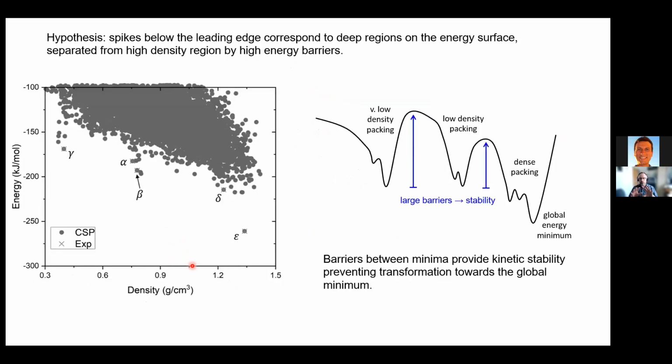And the hypothesis we have, just from looking at this energy density landscape, is that these spikes of structures correspond to deep wells on the energy landscape, which are separated from the dense crystal packing by high energy barriers. And that's why you can take something like this gamma structure at a density of about 0.4, very low density for a molecular crystal, and it can sit on the bench and it's stable. Okay, we have a crystal structure solved from a structure which sat at, I think, 500 Kelvin. So this is a stable structure, although it's very high energy. So that's the hypothesis of this high energy barrier, but we wanted to probe this.